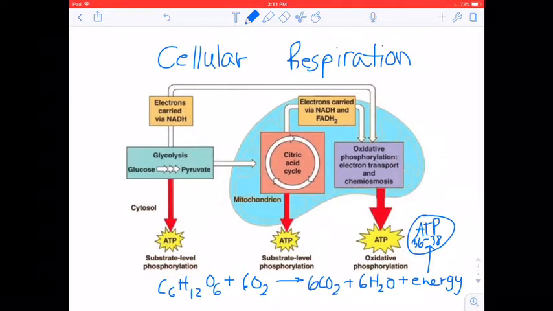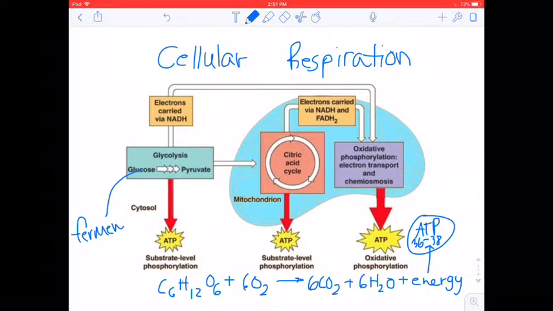There are two types of cellular respiration: anaerobic and aerobic cellular respiration. In anaerobic respiration, glycolysis is followed by alcoholic fermentation or lactic acid fermentation. If oxygen is present, this will result in aerobic respiration.